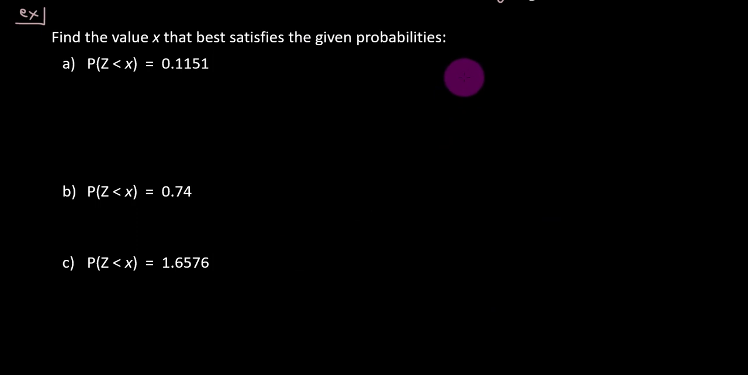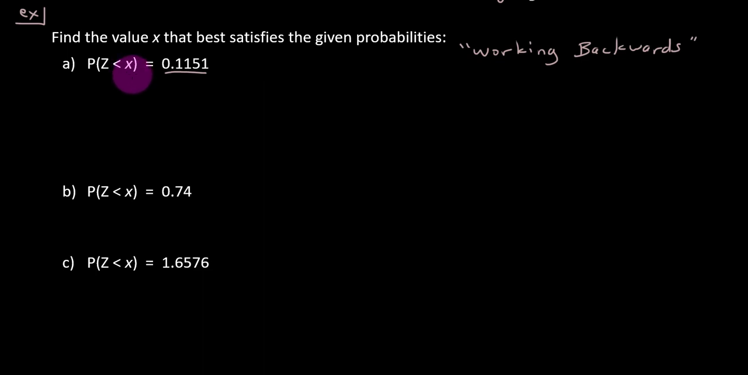Let's do some more examples, but this time I like to call these working backwards type of problems. And it's only backwards because it's not the first way we were introduced to this table, but it's very valuable in our future statistical processes to be able to go both ways. So in this case, notice with part A, we were actually given the probability, 0.1151.